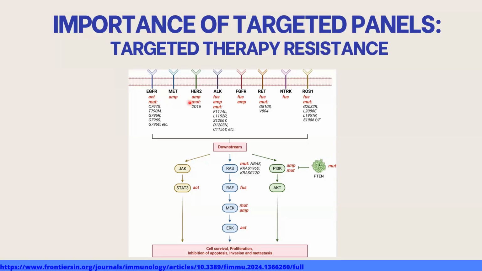So here we have these 8 target genes, and these genes have developed, for example, a patient has developed targeted therapy resistance by having activation mutation of the EGFR gene with these mutations, amplification of the MET, fusion of the ALK. So these are important to know with the usage of targeted panels for better patient survival, prognosis, and to enhance the targeted therapy for each patient.